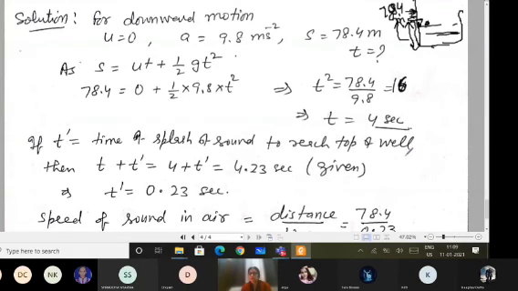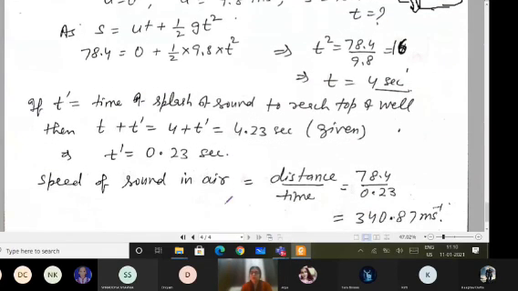And suppose that t dash is the time for the sound of the splash to reach the top of the well, that is, the time taken by this sound to reach you. As soon as the stone touches the water surface, you get the splash sound in a fraction of a second. So sound will be traveling in the air above the water. The stone falls through this distance of 78.4 meters. So t plus t dash is 4 plus t dash. On solving, I am getting t dash, the time for the sound to reach the top of the well, as 0.23 seconds.